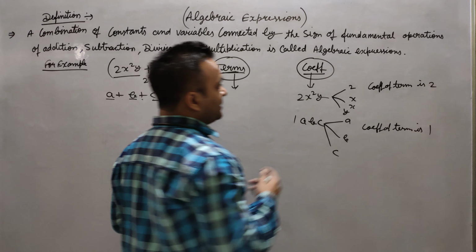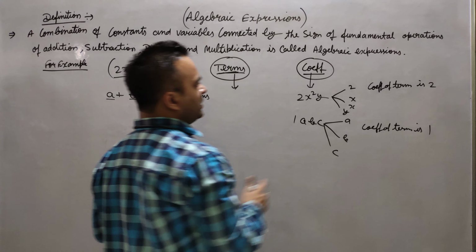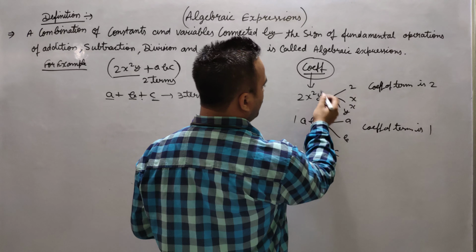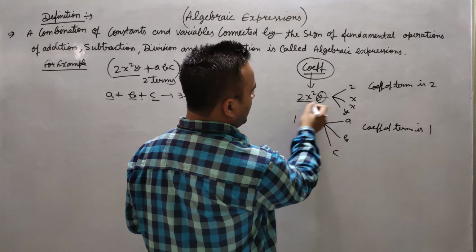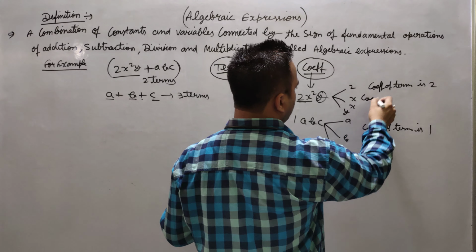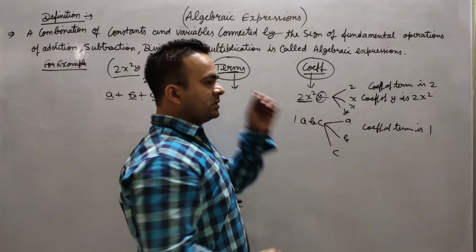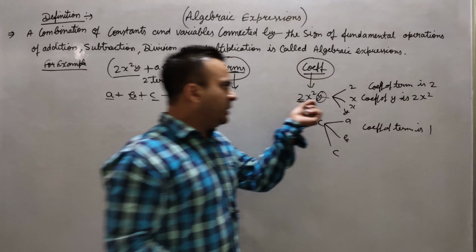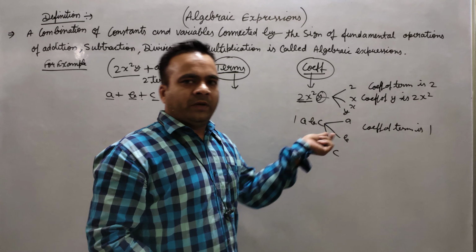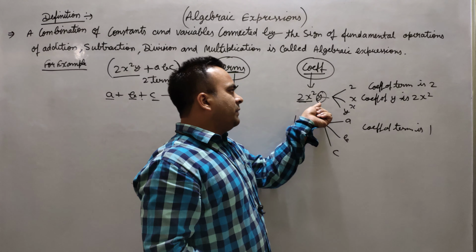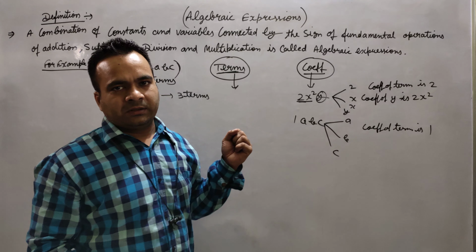Another case: in this particular part I have not specified what coefficient we have to find. Suppose I say find the coefficient of x or the coefficient of y. Coefficient of y means whatever is multiplied with this y, that is the coefficient. So the coefficient of y is 2x square. This is a very unique concept for finding the coefficient. For any factor for which we are trying to find the coefficient, we have to see the other factors which are multiplied with it, right?